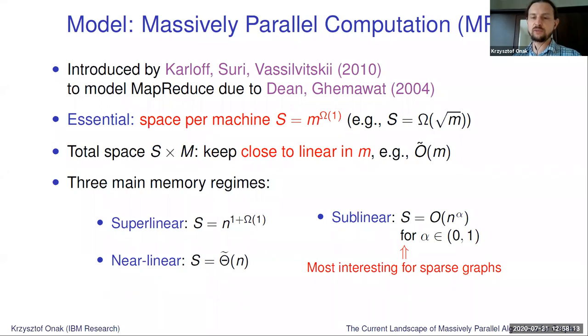And so this is the most interesting regime if you are dealing with really large sparse graphs, because then you can partition the computation across a large number of machines, even though the number of vertices is large, right? Because in this specific model, you won't be able to keep all that much information about every vertex. Intuitively at least, you will be able to keep some information about some small number of vertices.